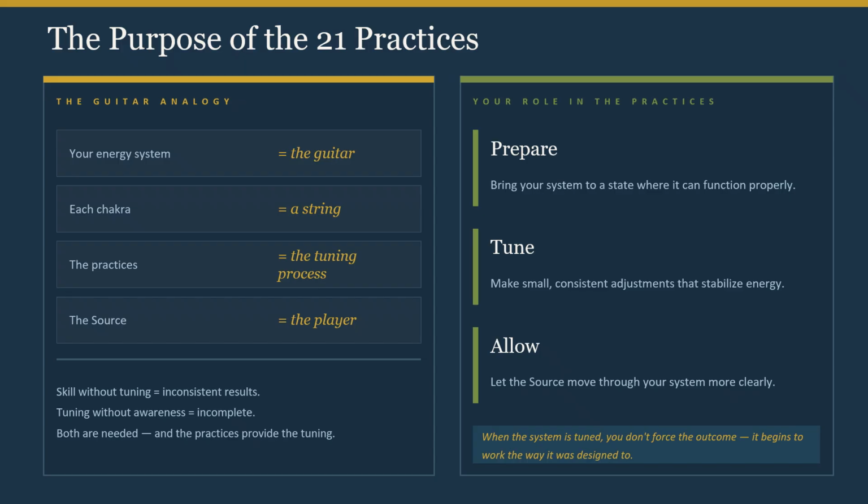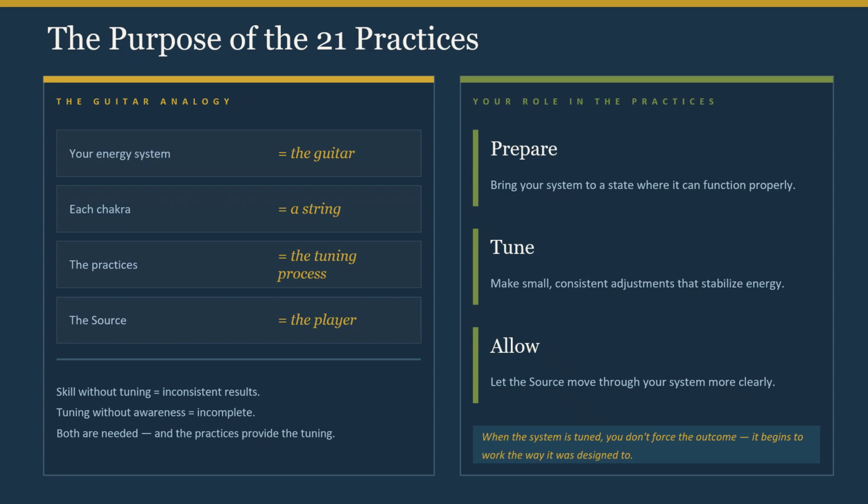Let's talk about the 21 practices that we do in this phase, because it's important to understand exactly what they are doing and what they are not doing. These practices are not designed to directly create alignment. You are not using them to force your energy into place. You are not using them to fix yourself. Instead, the purpose of the practices is to tune your energy system.